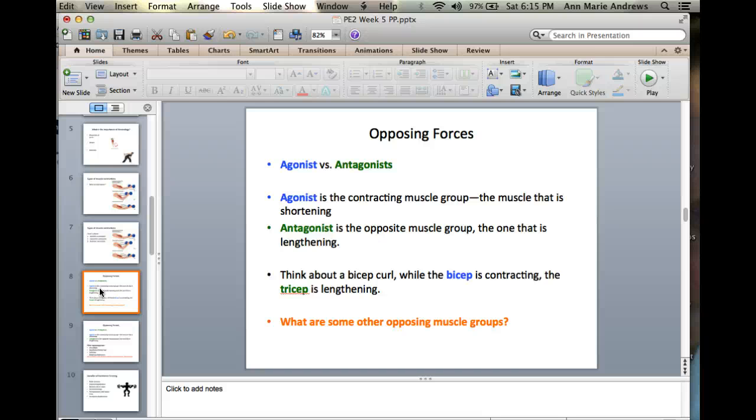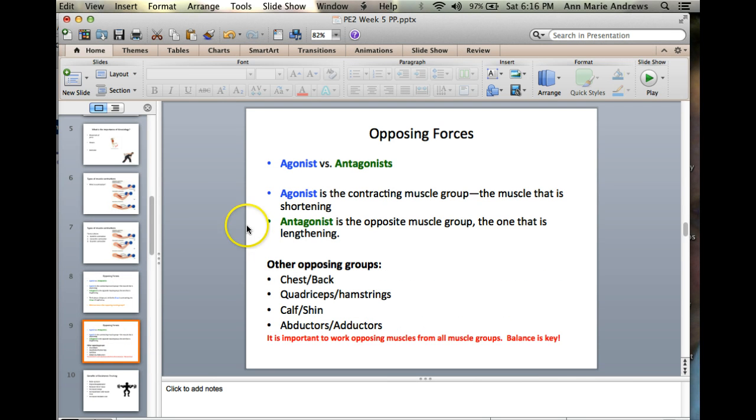So it's the opposing. Some other opposing muscle groups would be things like the soleus, which is the front of the leg, and the gastrocnemius, which is the calf. The front of the lower leg is the soleus. The gastrocnemius is the calf. Opposing muscle groups. So chest, and then the lats, the back. Those are opposing muscle groups. Okay? Agonist versus antagonist. So the agonist is the muscle that's shortening, the one that's contracting, and the antagonist is the one that's lengthening.